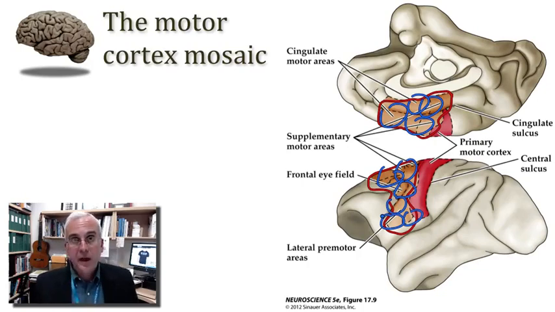Now, it is helpful to find some way to simplify our understanding of this mosaic, and I would suggest a means of simplifying would be to recognize a medial part of our premotor cortical mosaic and a lateral part. Where exactly one would make that division is not so clear, but perhaps one would roughly subdivide this premotor cortex at about the location of the superior frontal sulcus.